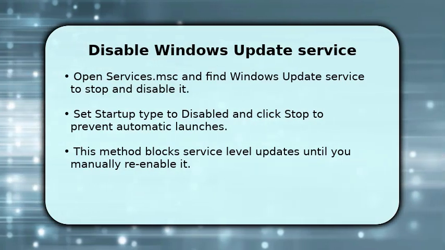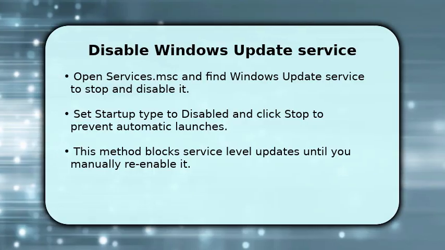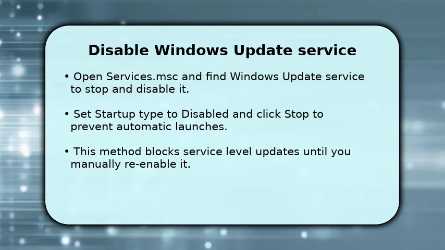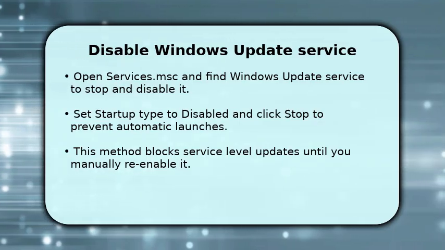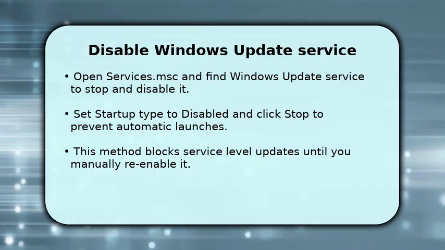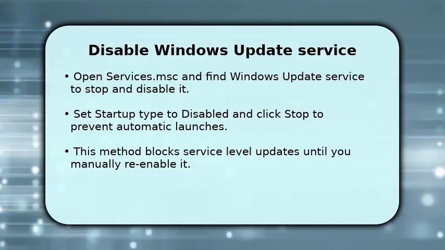by running services.msc now. Scroll to the Windows Update service and double-click to open its Properties window. Change Startup Type to Disabled and then click Stop to end any running process. Click Apply and OK so the service cannot restart automatically on boot.